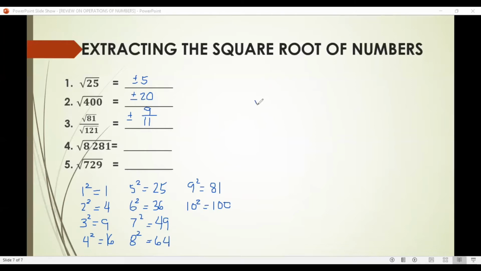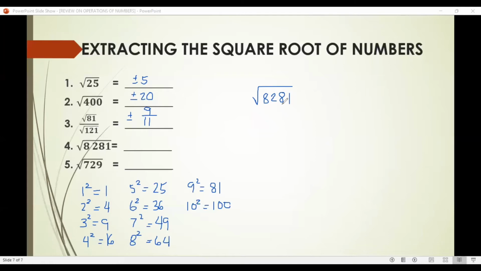So in this case, we are given the square root of 8,281. So this is now the term or the number that we are trying to extract. Again, the idea here is we are looking for the same number that once squared or multiplied by itself, we are getting this product, which is 8,281.